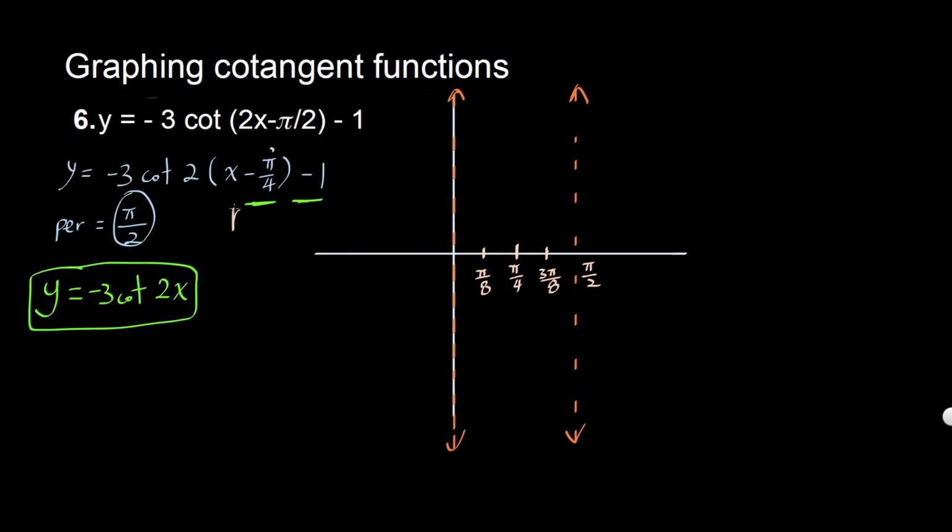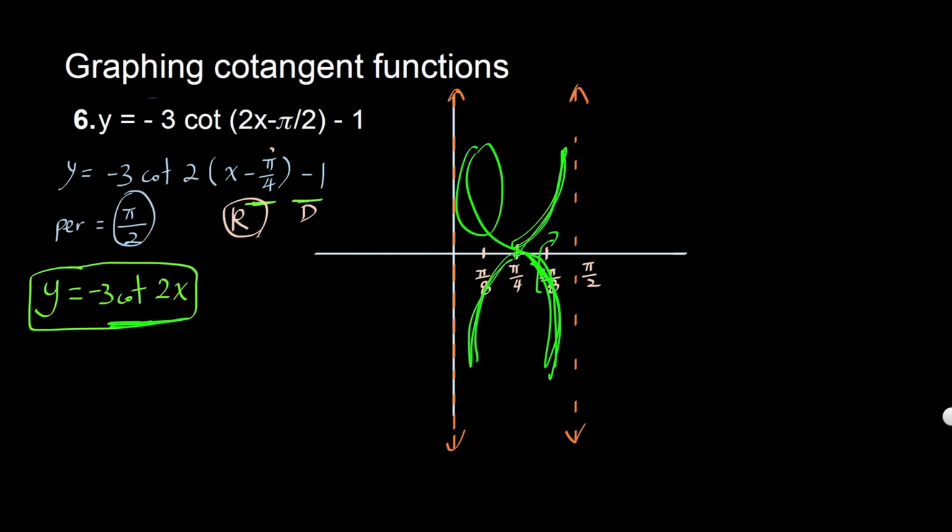Now, since we have to move right pi over 4, we have to move right 2 units, and then down 1 unit. So that's after. Let's try to plot the green function first. So right there in the middle, since it's negative, if it's positive, it should be like that. But if it's negative, the whole graph gets reflected over the x-axis. So this portion right there gets reflected over the x-axis, so it becomes like that. And the left-hand side right there gets reflected over the x-axis and becomes like that. So that's how we're going to do it.